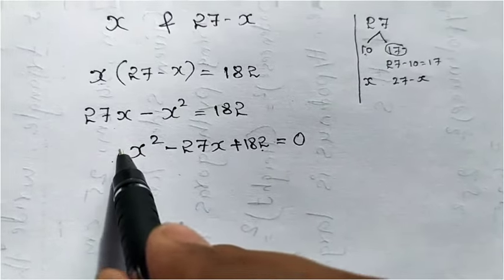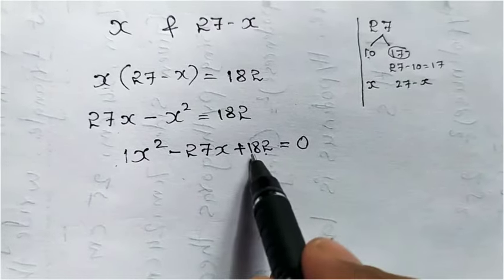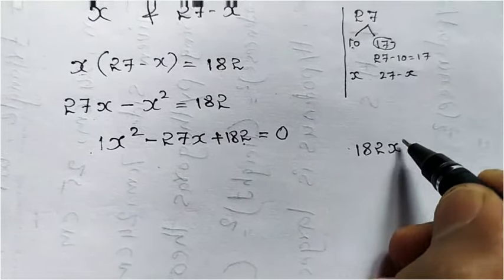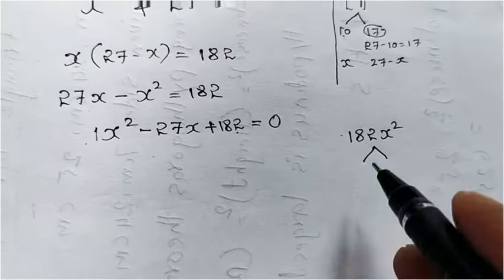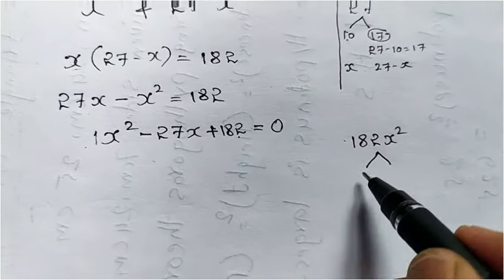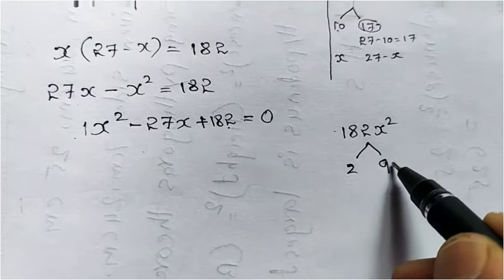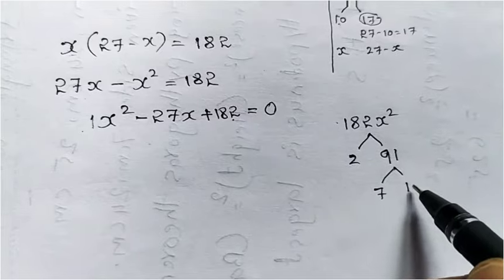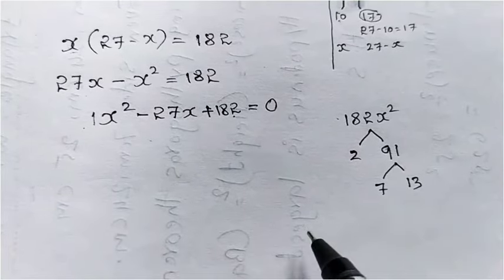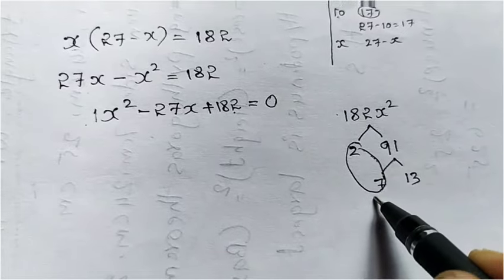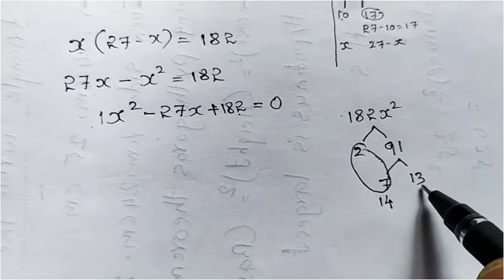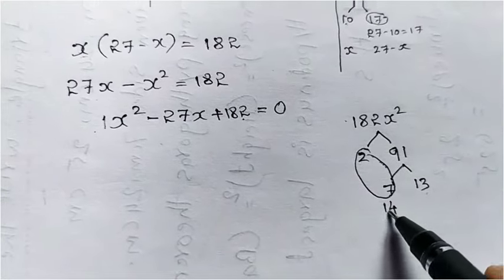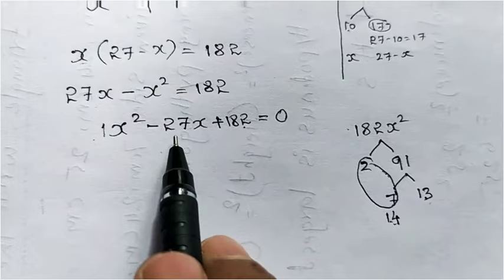Okay, so here the first term is 1x square into 182. So multiply, you will get here 182 x square. Now factorize it. 2 9s are 18, 1s are... Okay, again 7 13s are 91, or 13 7s are. So 2 7s are 14 and here 13. So if you multiply 14 into 13, again we will get 182. If you add them, 14 plus 13, we will get here 27.